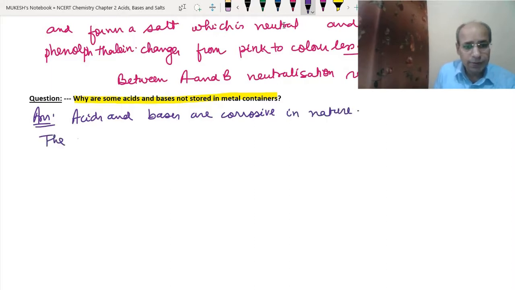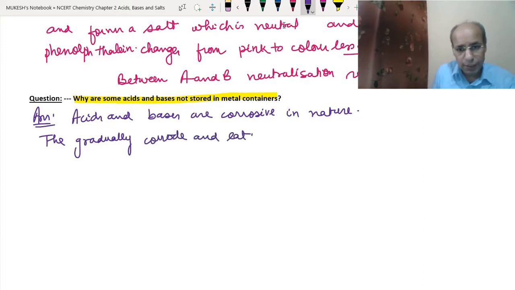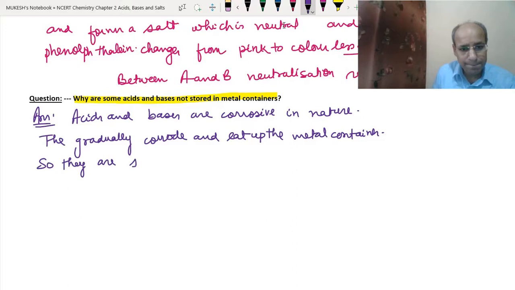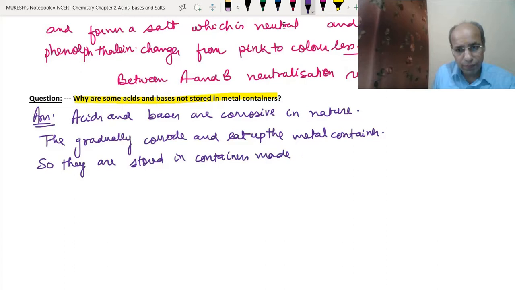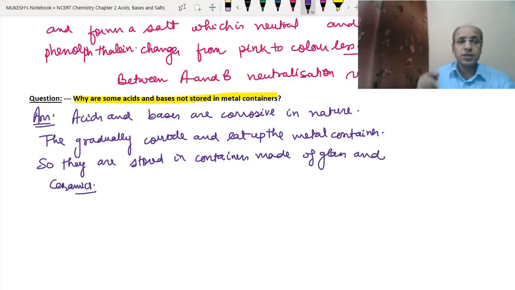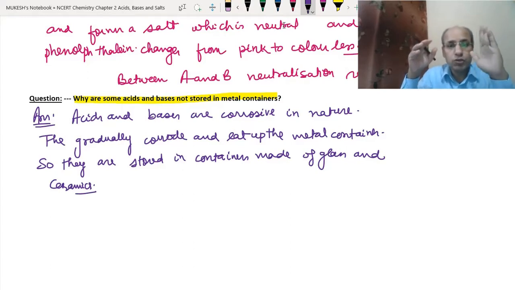They gradually corrode and eat up the metal container. So they are stored in containers made of glass and ceramic. You must have seen in the laboratory also, most of the acids and bases solutions you will find in either glass bottles or ceramic bottles. We do not keep them in metal containers.